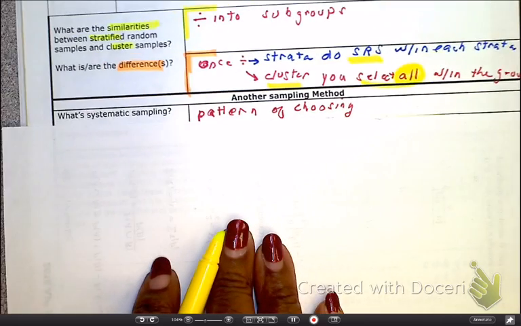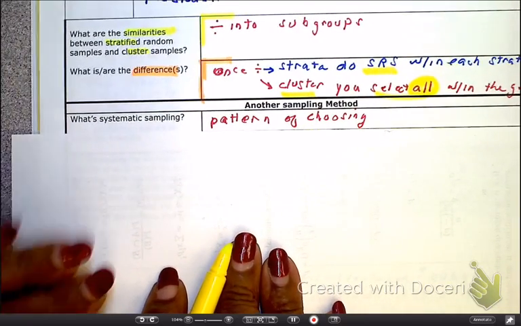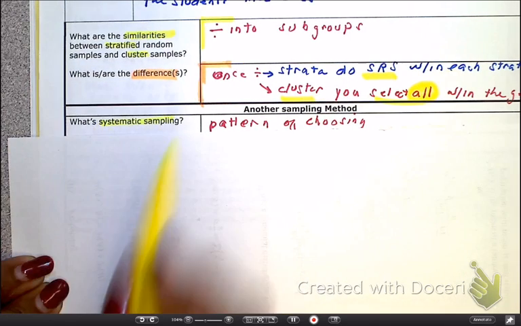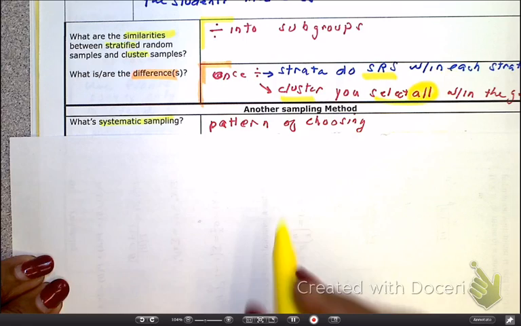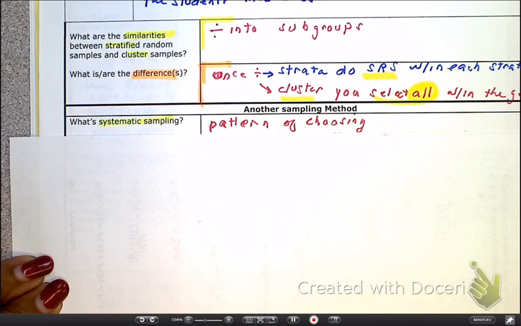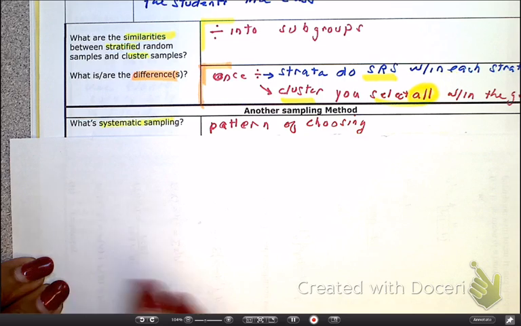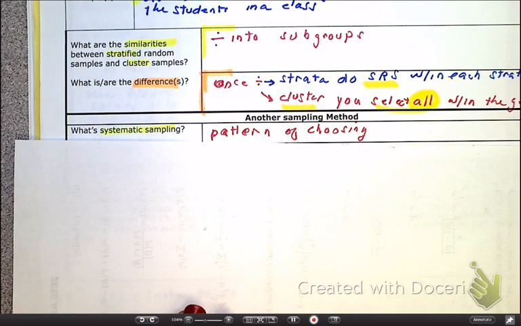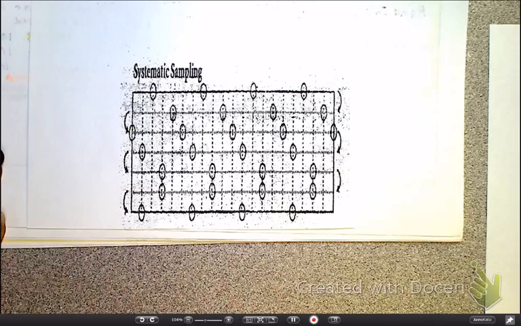The last one I want to discuss before we do an example is systematic. Elementary school teachers do this all the time. Choosing a pattern: every 5th student, every 10th student. Counting off. Let me show you an example of systematic. So here's a picture of systematic.